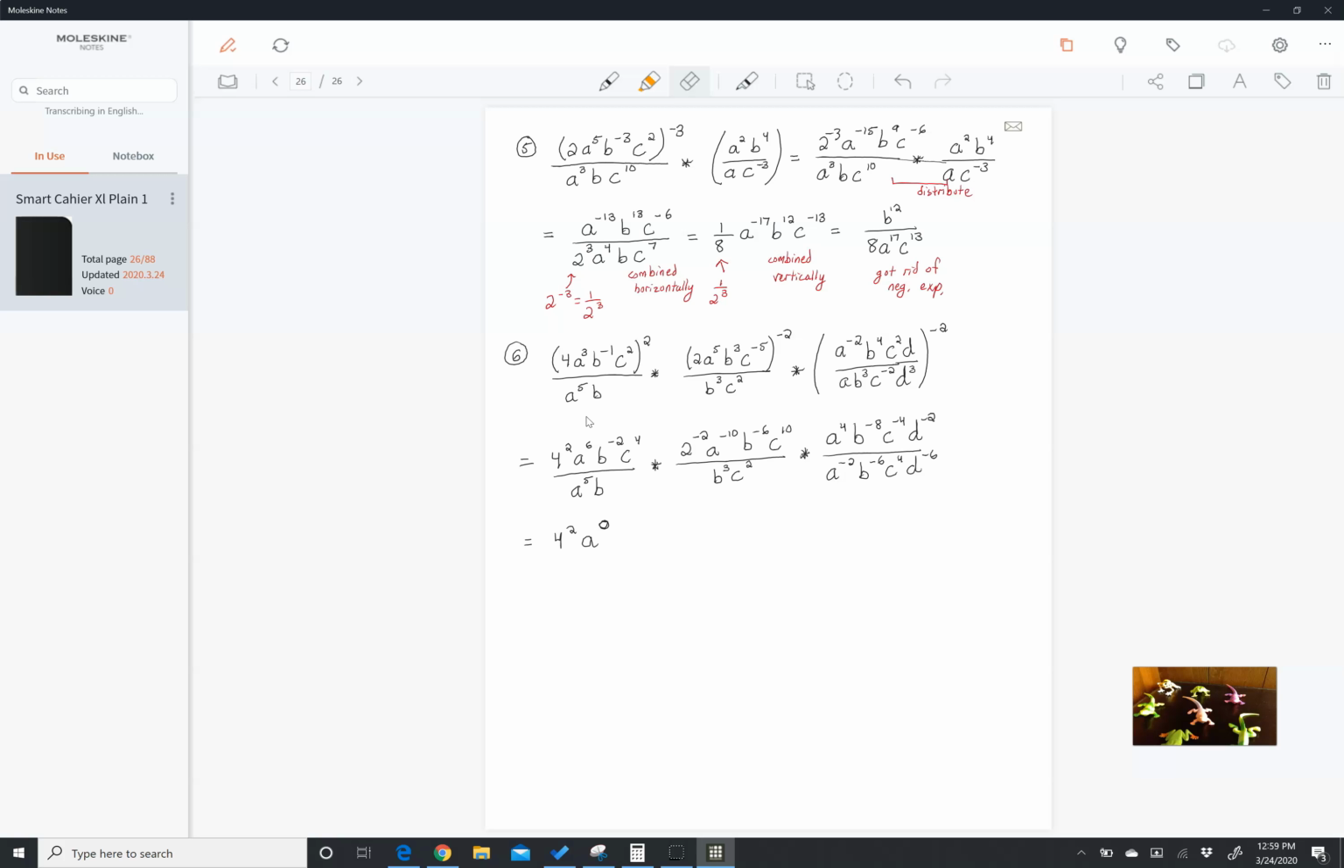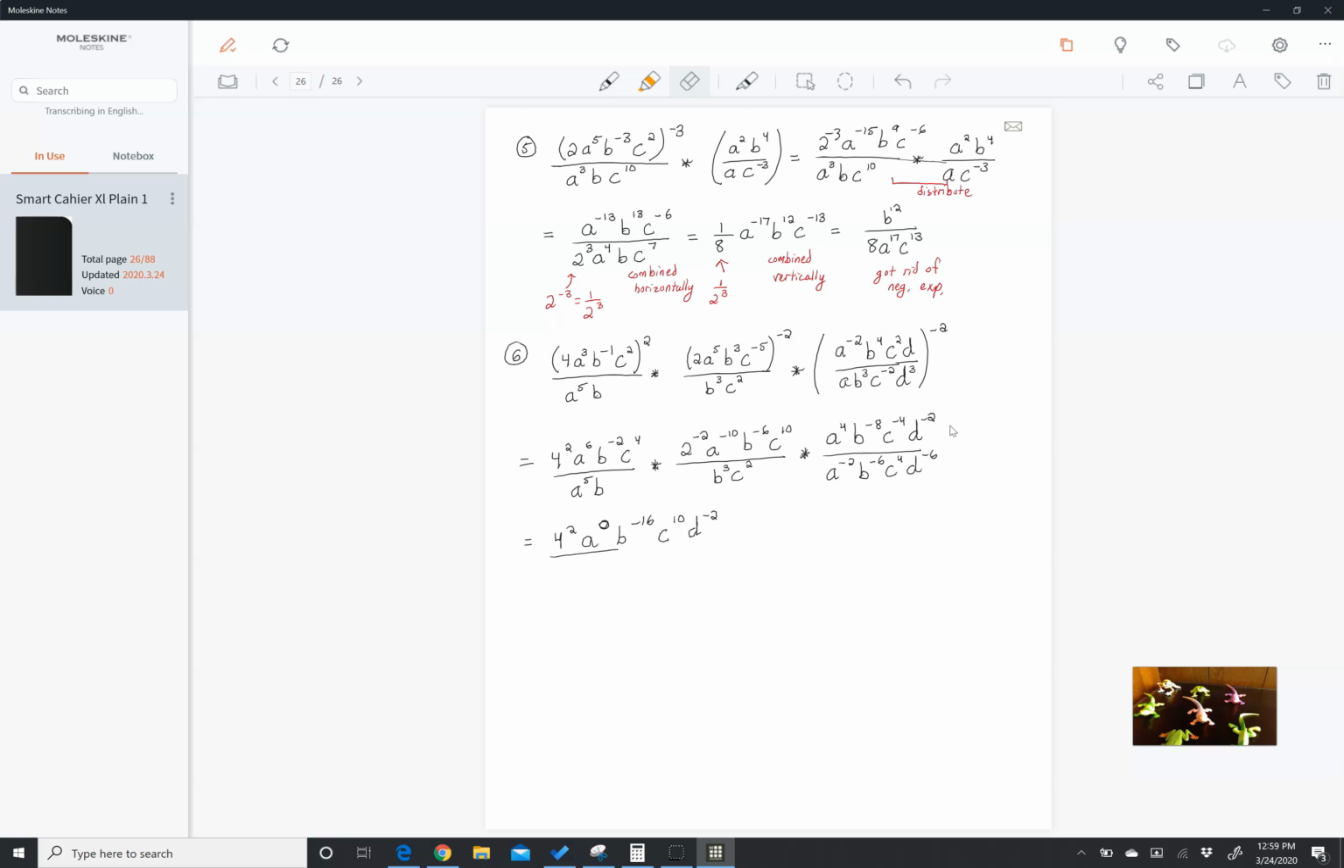Okay, then we have our b. So negative 2 and negative 6 is negative 8, plus negative 8 is negative 16. Then we have our c. 4 and 10 is 14, minus 4 is 10. And then we have our d, and we only have one d over here, so it's just d to the negative 2.